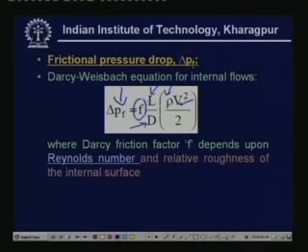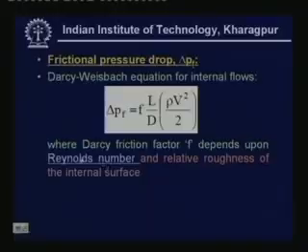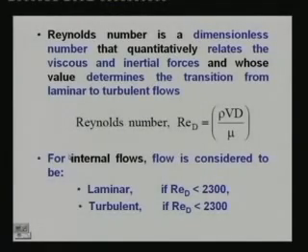Factor f is known as Darcy friction factor. It is a non-dimensional factor, and it depends upon Reynolds number and relative roughness of the internal surface. Now what is Reynolds number? I am sure that again you studied about Reynolds number in your course on fluid mechanics, but let me just give it for the sake of completion. Reynolds number is a dimensionless number that quantitatively relates the viscous and inertial forces, and whose value determines the transition from laminar to turbulent flow.